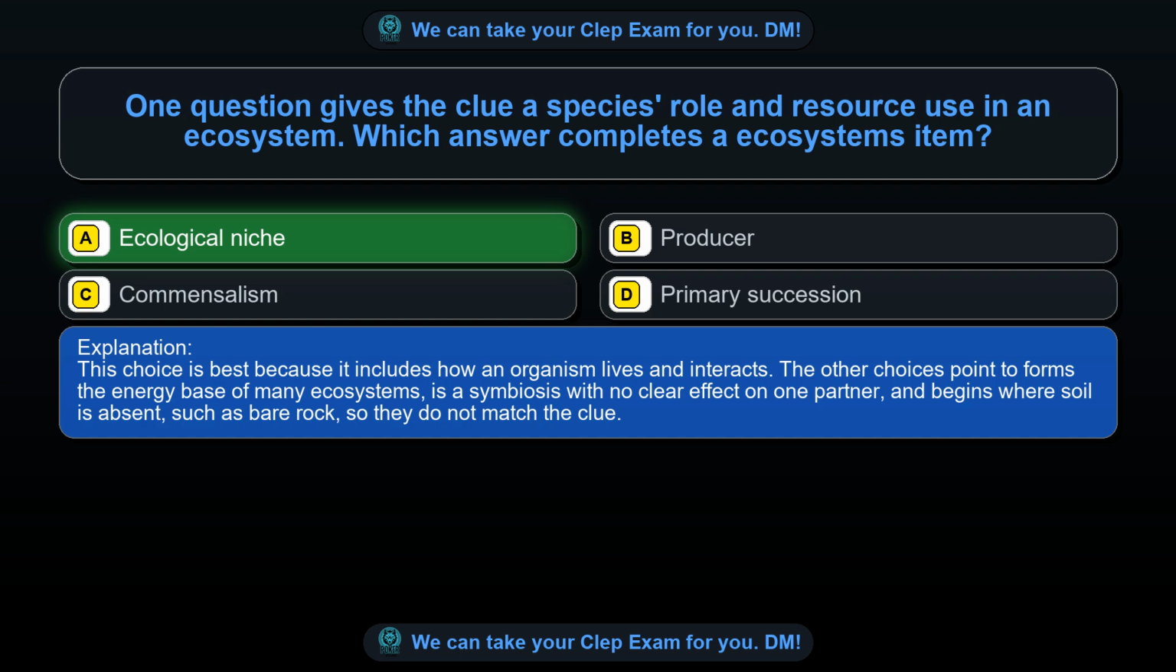This choice is best because it includes how an organism lives and interacts. The other choices point to forms the energy base of many ecosystems, is a symbiosis with no clear effect on one partner, and begins where soil is absent, such as bare rock, so they do not match the clue.